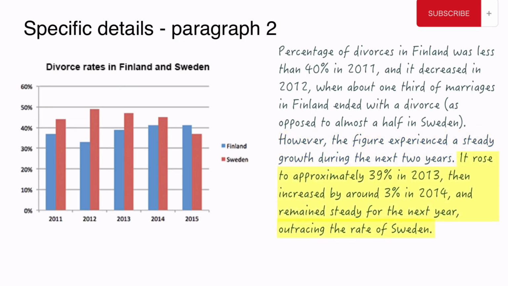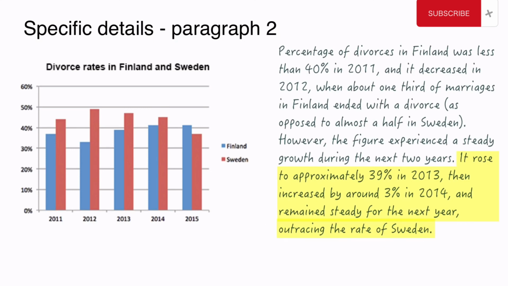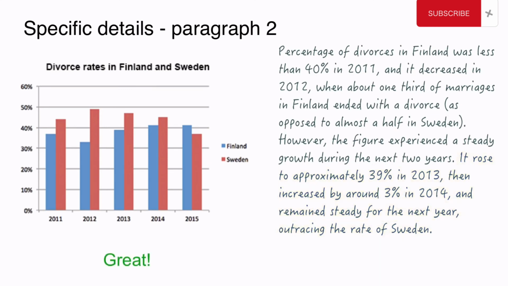In my last sentence, I describe the changes that happened to Finland's rate from 2013 to 2015 in detail. You can see that I use words approximately and around to show that I describe percentages, which cannot be told exactly from the graph. Great! That's all with our second paragraph with specific features.